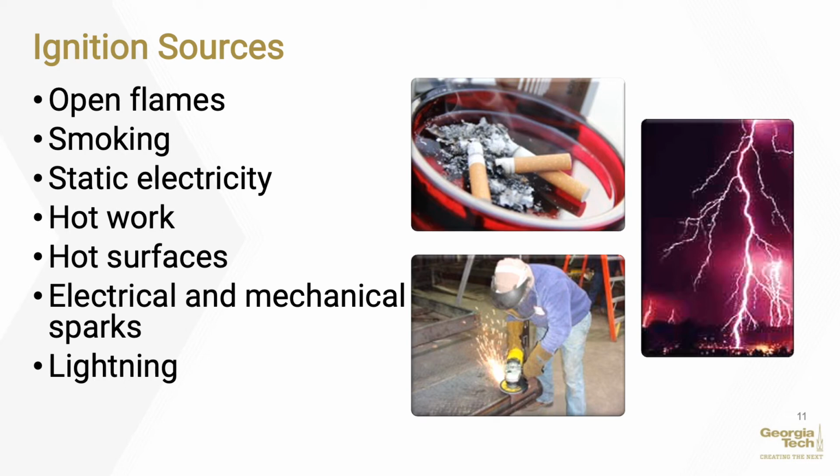Examples of ignition sources include open flames, like fires and pilot fires, smoking, static electricity, which can be generated when dissimilar materials make contact and separate. Examples include belts and pulleys, tires and the road, fluids flowing through a pipe, agitation mixing of fluids, and splash filling of flammable liquids. Hot work like welding, cutting, and brazing, hot surfaces, electrical and mechanical sparks, and lightning.